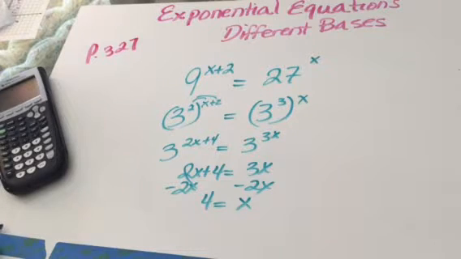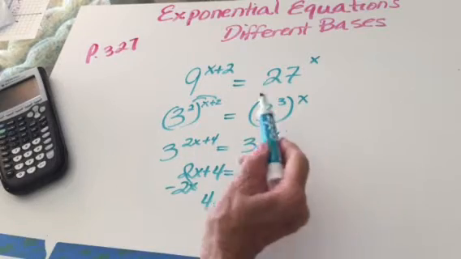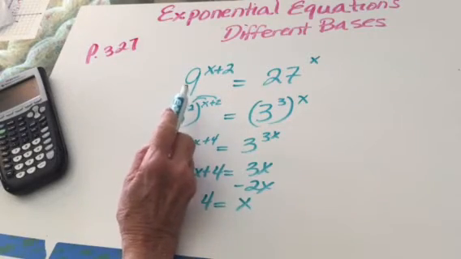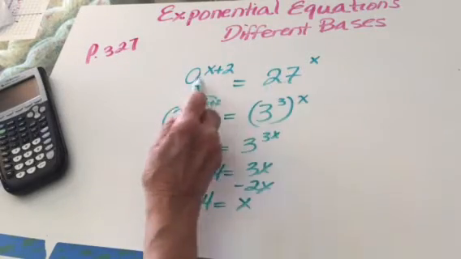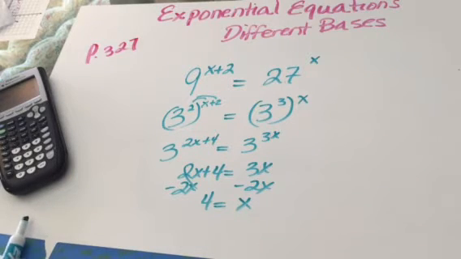All right, that's how you do these exponents with different bases. Either you're going to take the big guy and turn him into the small guy base, or you're going to change both of them into a different base.